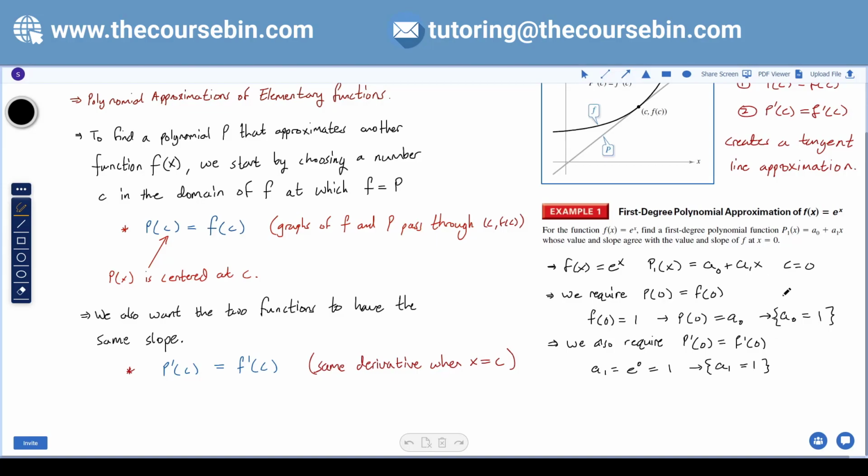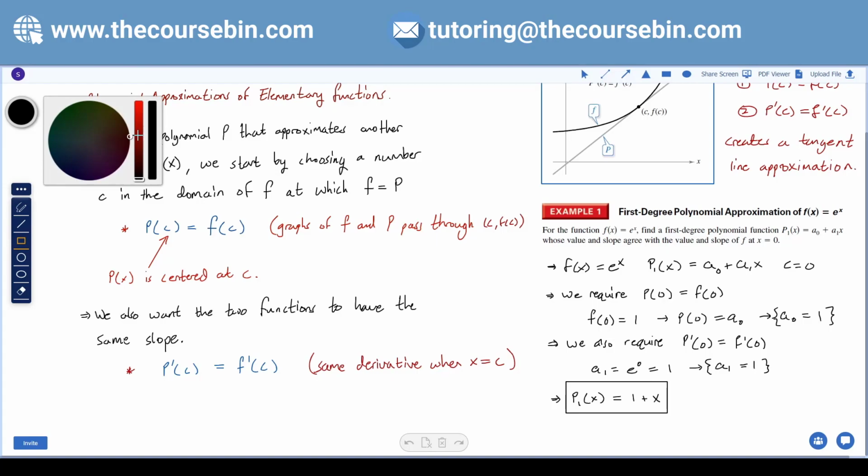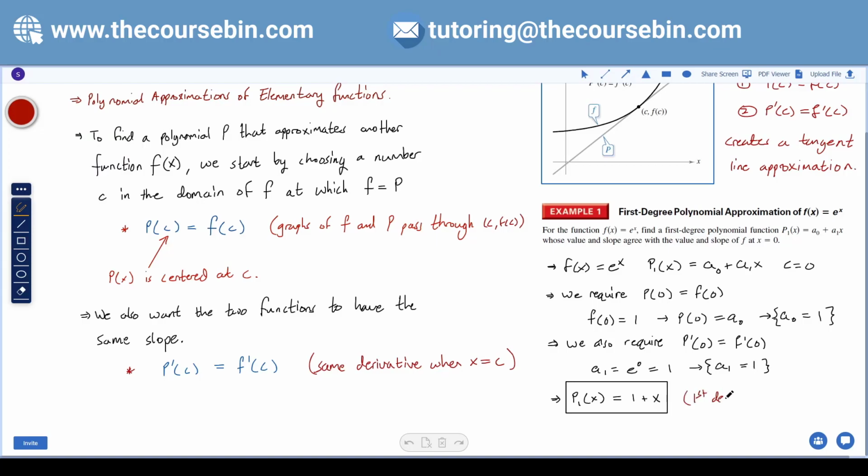Right? So we figured out what the constants in our polynomial happen to be. We got a0 equals 1, a1 equals 1. So our polynomial will be p1 of x is equal to 1 plus x. All right, this is our first degree polynomial approximation.